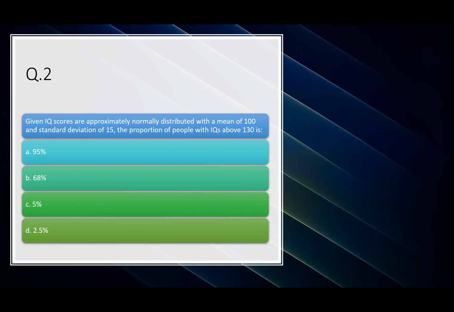Given IQ scores are approximately normally distributed with a mean of 100 and standard deviation 15, the proportion of people with IQs above 130 is. So you have to think over it, do mental maths, or if you have a pen, do it. Mean is 100, standard deviation is 15. The proportion of people with IQs above 130 is 95%, 68%, 5%, and 2.5%.